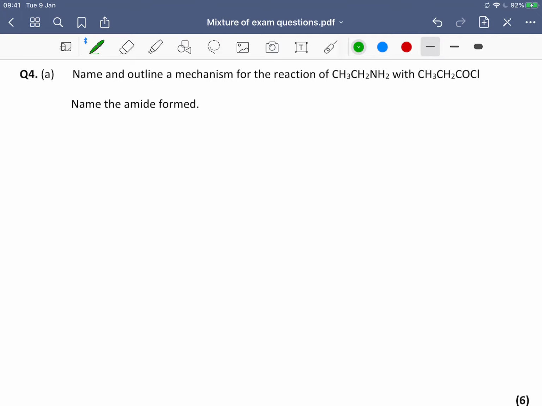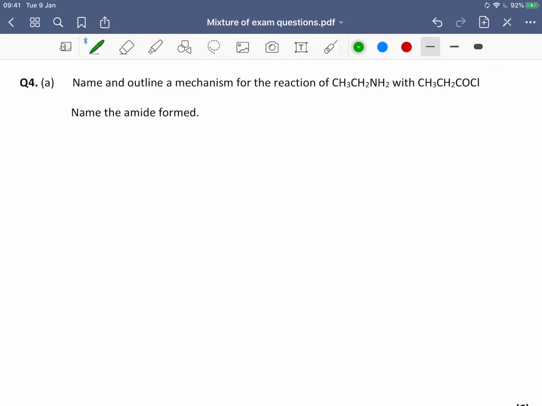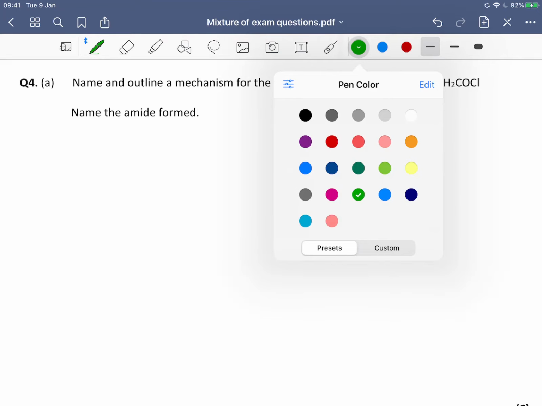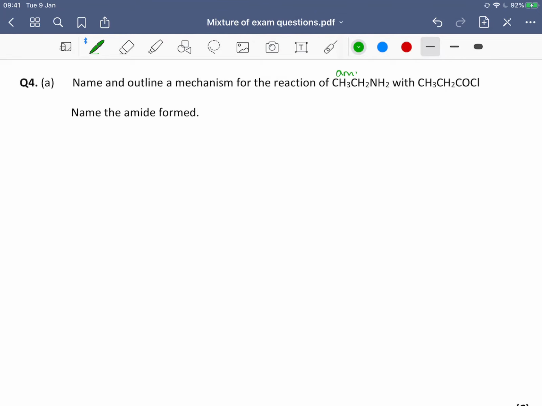Okay, so here's question 4. There's no preamble. We dive straight into part A. It says name and outline a mechanism for the reaction of, and then that's an amine. So we should make a note of that. And then we are reacting it with an acyl chloride. And then we are asked to name the amide formed. So they are giving us quite a bit of information there.